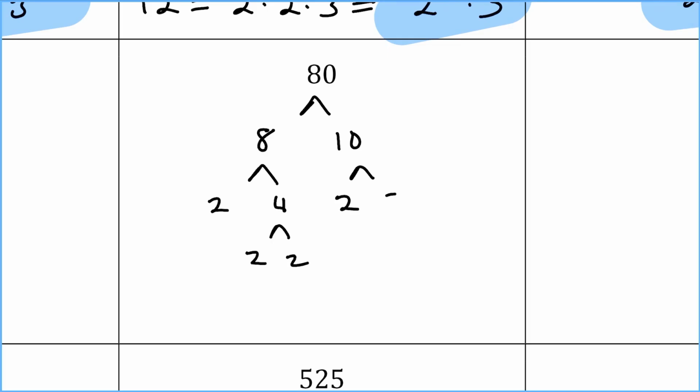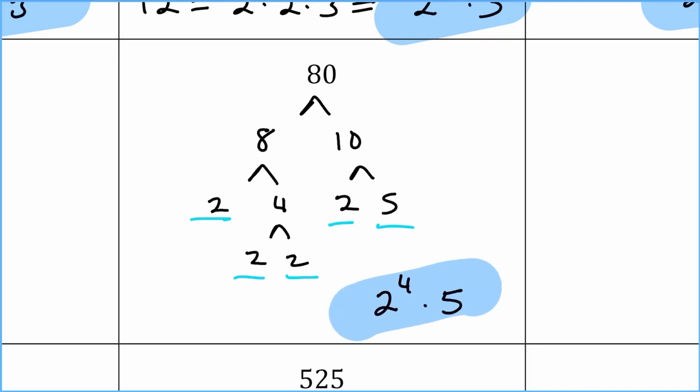How about 80? 80 split up into 8 and 10. 8 can be split up into 2 and 4, and 4 into 2 and 2. Let's work down the 10 to a 2 and a 5, right? So it looks like we have four 2s and a 5. So the prime factorization is 2 to the 4th power times 5.